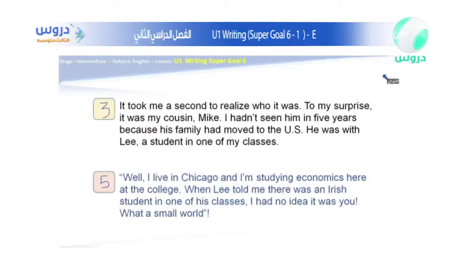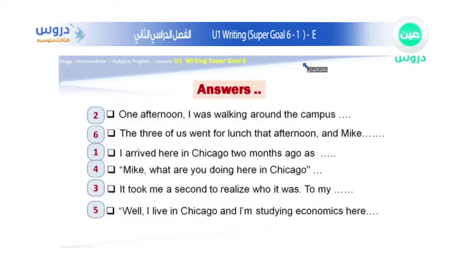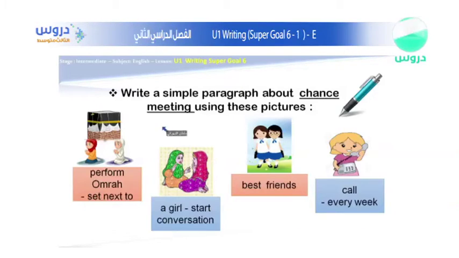So now, can you organize the paragraphs? Can you put it in the right order? Is it easy for you now? Excellent. Very nice. Beautiful. So those are the answers, the beautiful answers that you gave me. Thank you very much for helping me. Okay, now I want you to write. Okay, we have 1, 2, 3, 4. I want you to choose one of them and write a simple paragraph about chance meeting using these pictures.